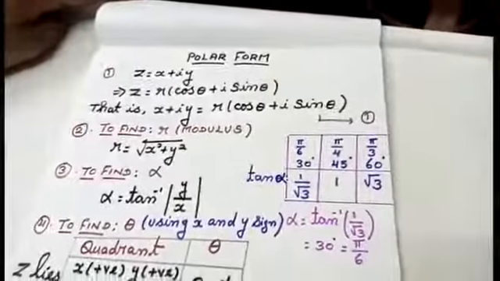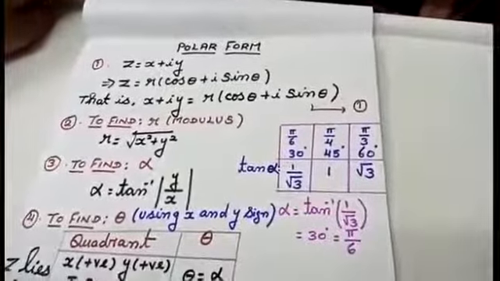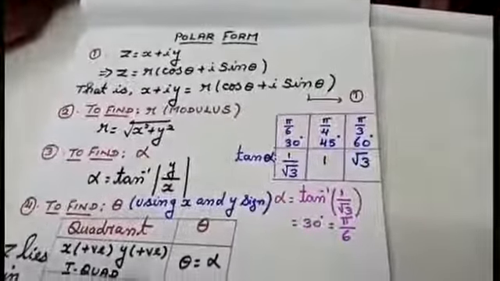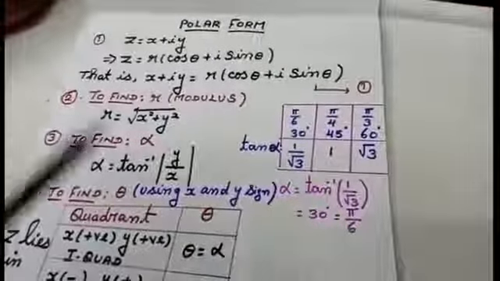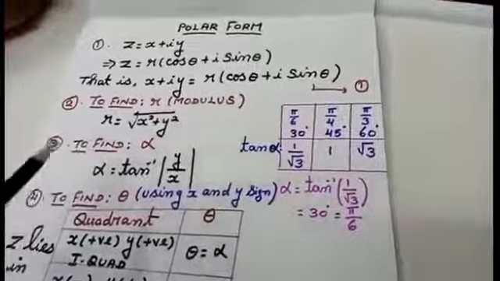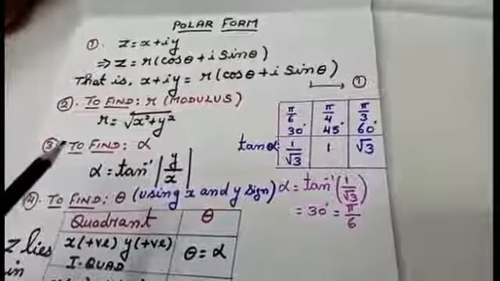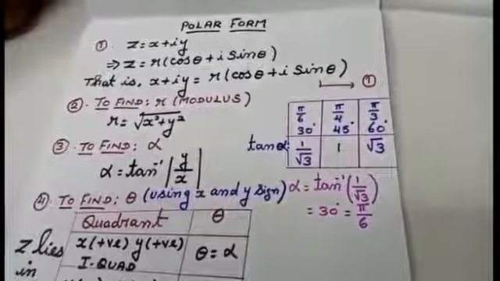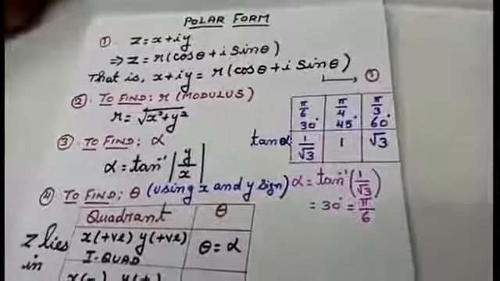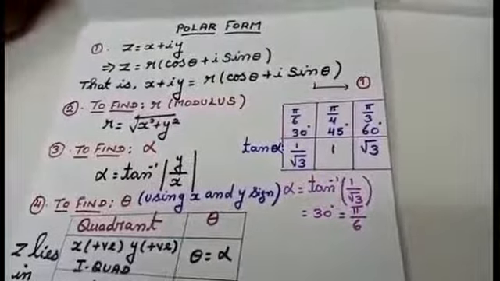Students, before starting with exercise 2.7 first sum, we are going to see how to convert a complex number in polar form. To convert a given complex number in polar form, we are going to use totally 6 steps here. That is, for your understanding, I have written like this, students.